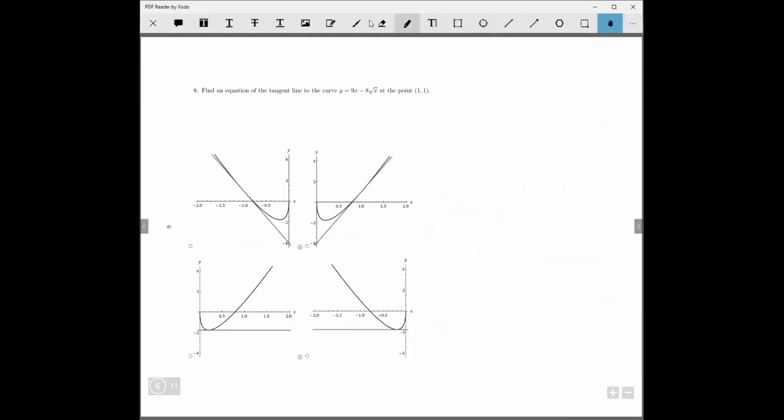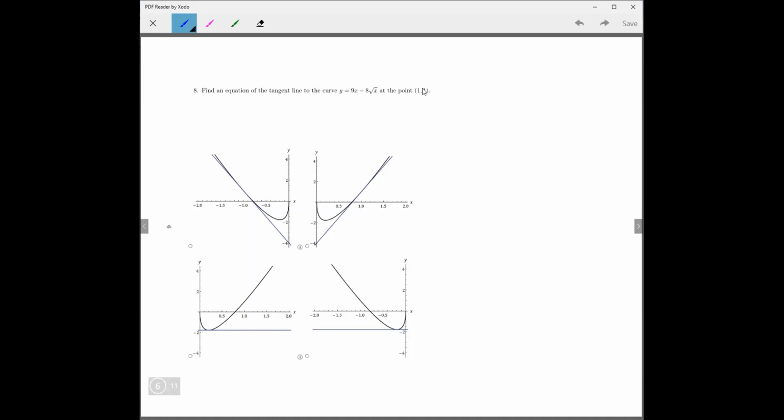Okay, so let's go ahead and work on this one here. You want an equation of the tangent line to this curve at the point 1, 1. You notice that if you put a 1 in for x, you get 9 minus 8, which is 1. So you get a 1 back for y. So this point actually is on the curve. The point 1, 1 is on the curve.